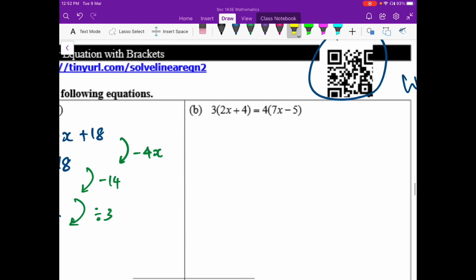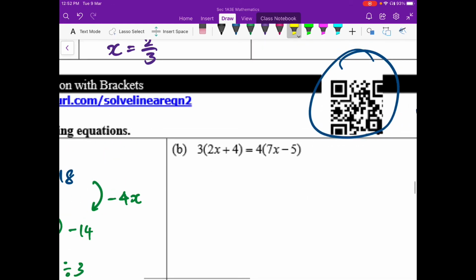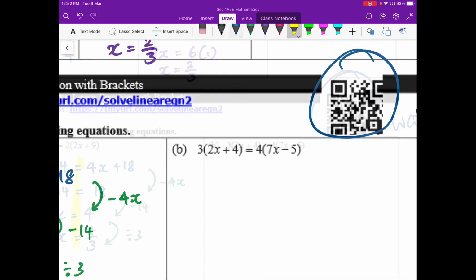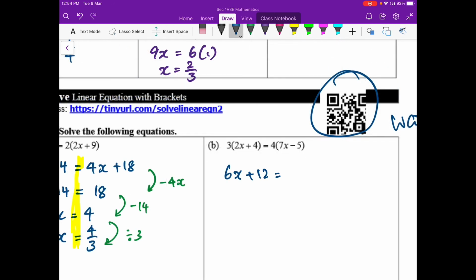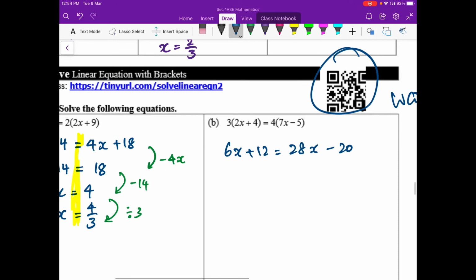Then part B. Please try it by yourself now. 6x plus 12 equals 28x minus 20. Okay, so you have options over here again. We want to group all the x terms together. We want to put them together. Currently, it is found on the left hand side, we've got 6x, on the right hand side, we've got 28x.